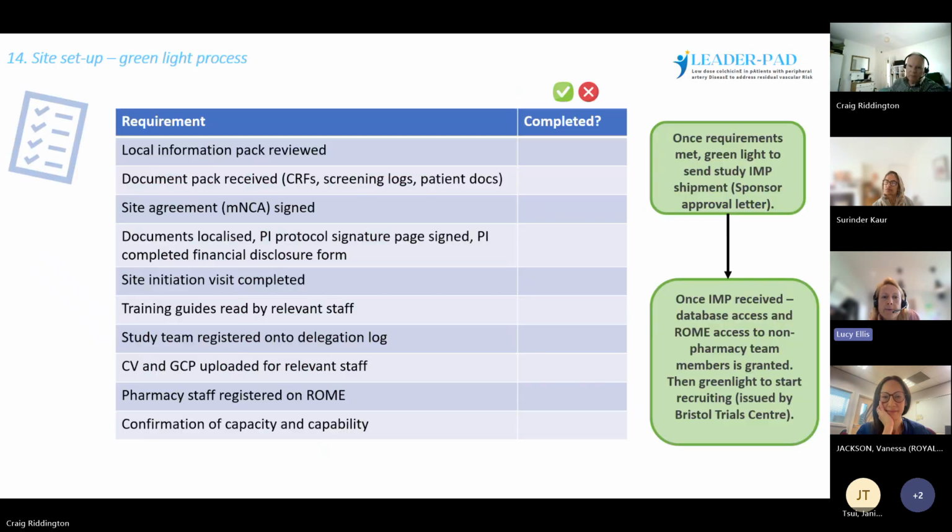Next slide, please, Craig. So this is just a final slide about setup processes. There's a two-stage green light process in LeaderPad. Once everything is completed within that first box, so we've obviously already had the signed contract, you've already localized all the documents, and we've got CNC for your team, it's a matter of getting everyone onto the delegation log and completing all the training.